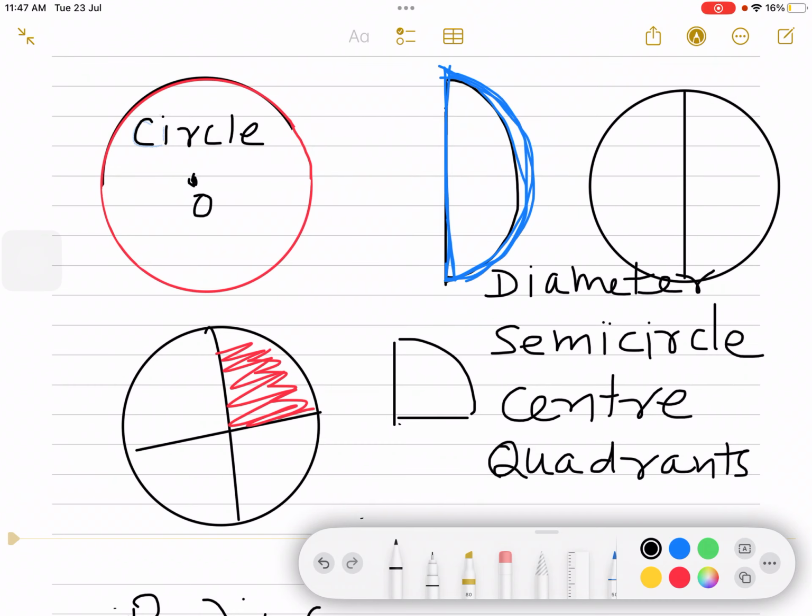हेलो बच्चों, आज हम लोग डिस्कस करेंगे पार्ट्स ऑफ सर्कल. So you know what are the parts of circle. So first we have to discuss about the circle.